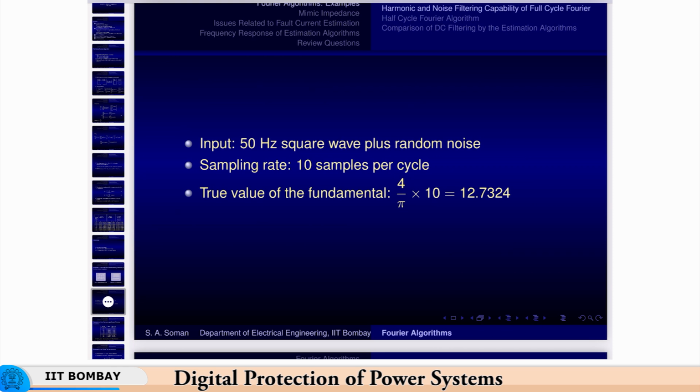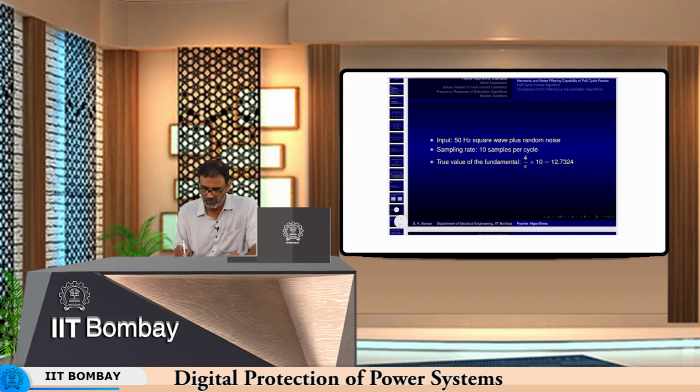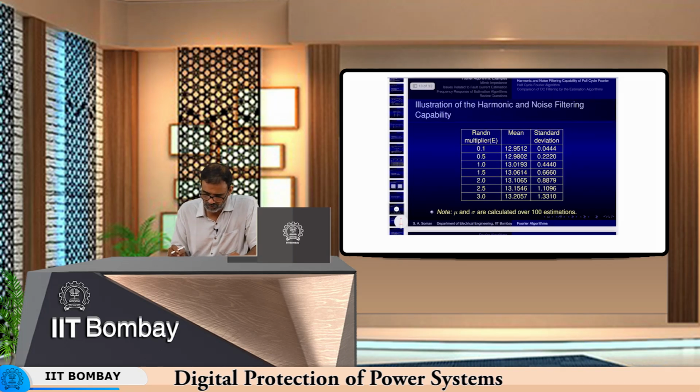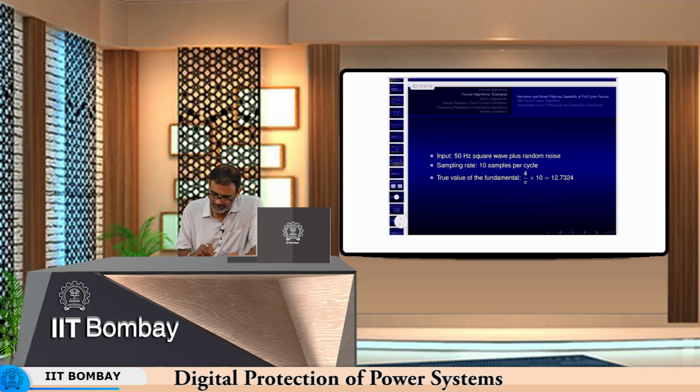from our earlier theory, that the fundamental component is 12.73, okay, or 4 by pi into 10, 12.7324. Then the frequency is 50 hertz, and we have taken 10 samples per cycle, same as the earlier case. Okay. And some noise is added.